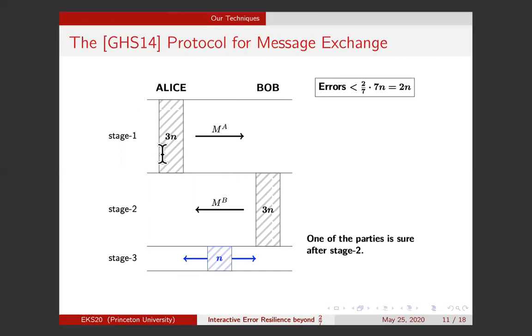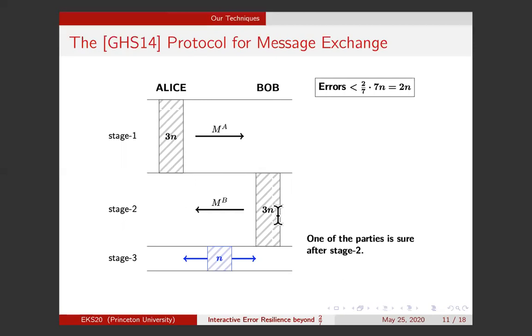In fact, the length of these two stages is very closely connected to the error resilience 2/7. And if you can get these stages to be smaller than 3n while maintaining this invariant, then the error resilience you get will be strictly higher than 2/7. Okay? This is the approach we take, and we try to construct a protocol that looks similar, has the same invariant, but in that protocol, the lengths of stage 1 and stage 2 will be strictly less than 3n.